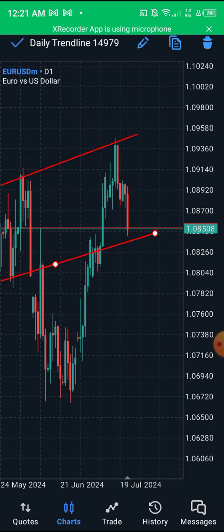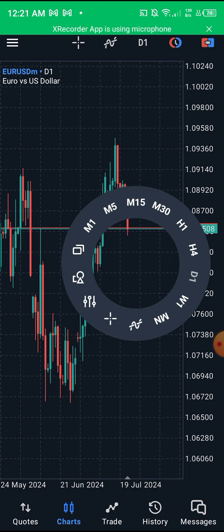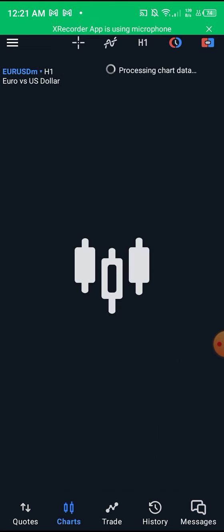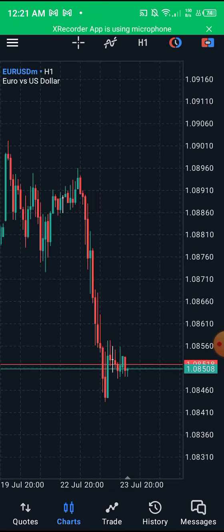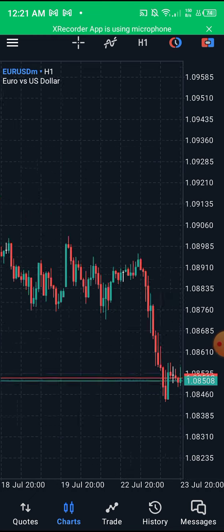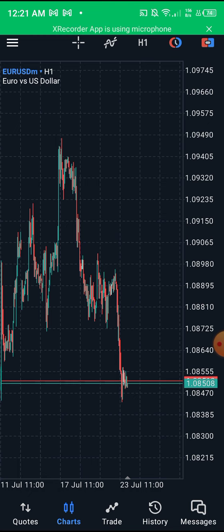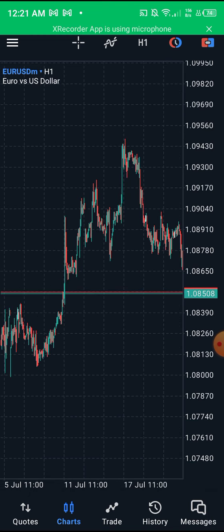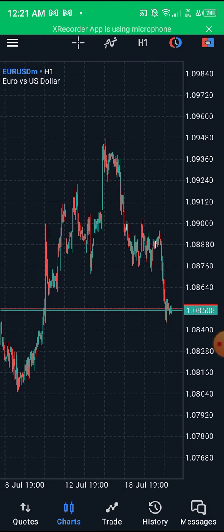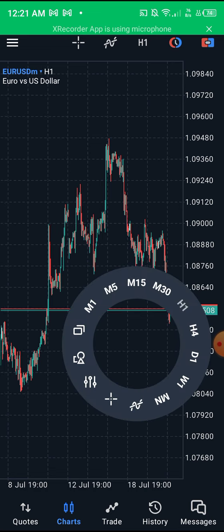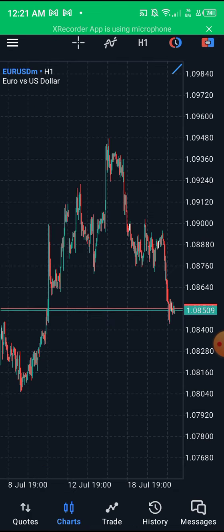Let's delete this, right? So let's go to a lower time frame. Let's say 1 hour, right? So let's check the hourly time frame. So in 1 hour, we are looking for structure, right? Let's pinch it out. We are looking for structures. So what I can see here is this. You can see there is one like this that was formed.